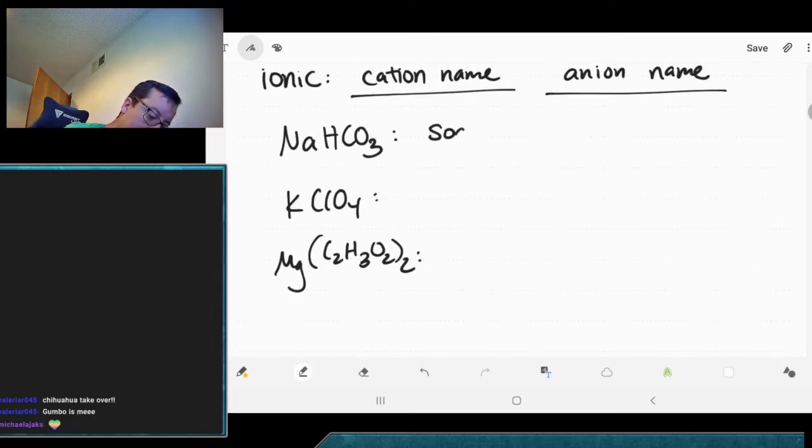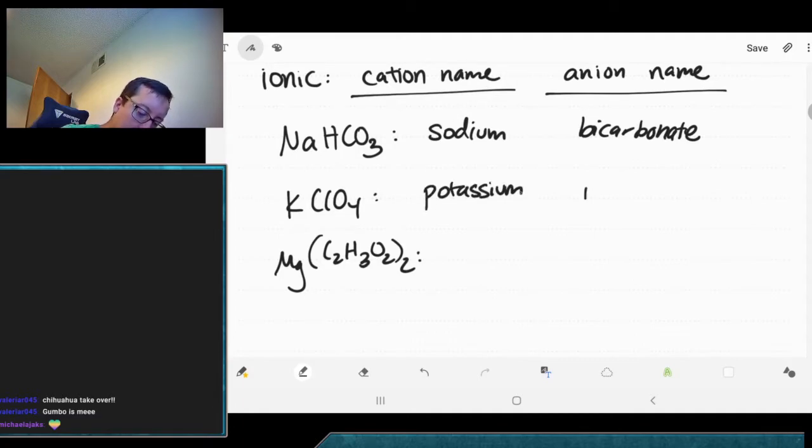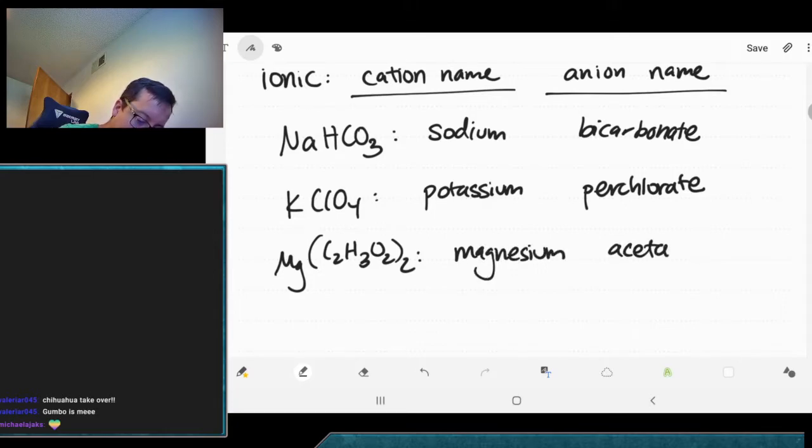This one is sodium bicarbonate. This one is potassium perchlorate. And this one is magnesium acetate. So notice with these polyatomic ions, their names are exactly identical to what they are on the chart I gave you, right? So their names don't change.